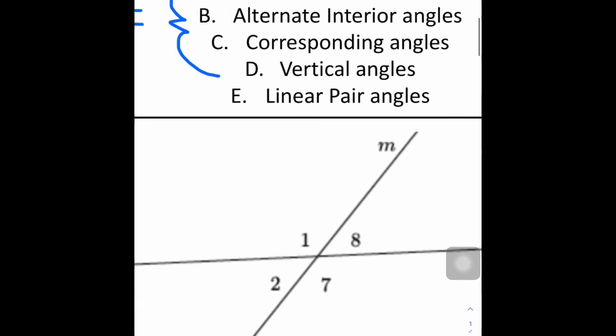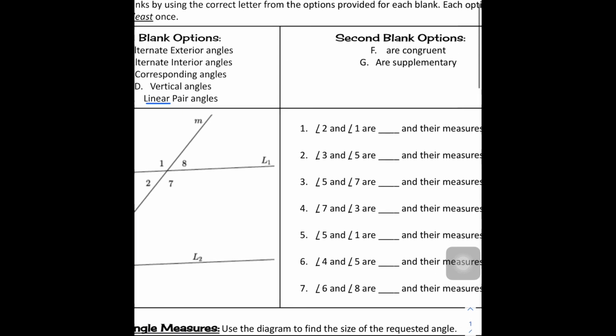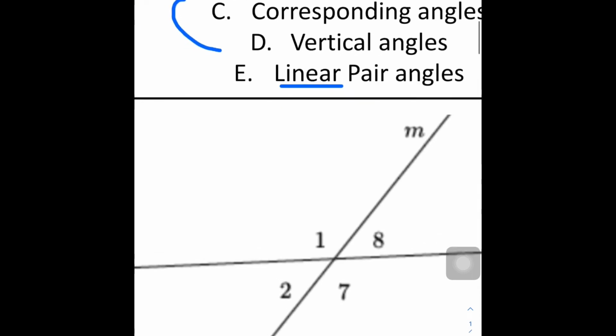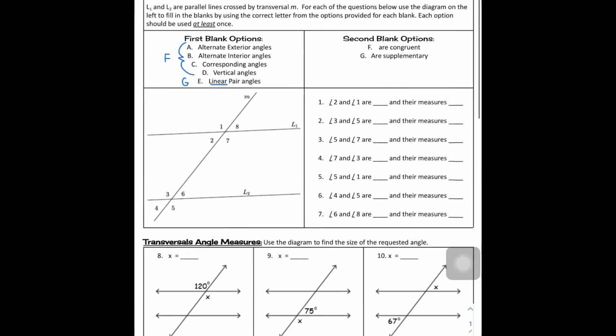And then a linear pair makes a line. So a line is 180 degrees. That means that they are supplementary. So E will also be G. So this is our helpful guide to answering the questions.